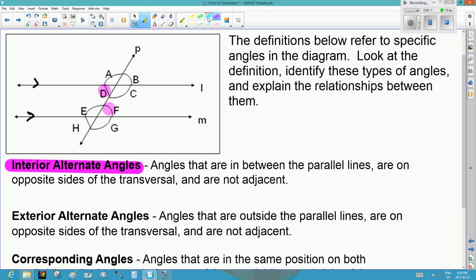Next, I want to point out exterior alternate angles. These are angles that are outside the parallel lines, on opposite sides of the transversal, and not adjacent. So opposite sides of the transversal, outside the parallel lines.